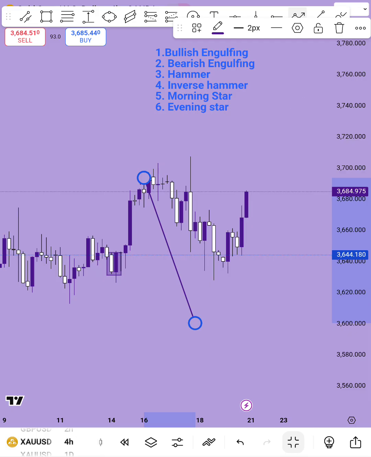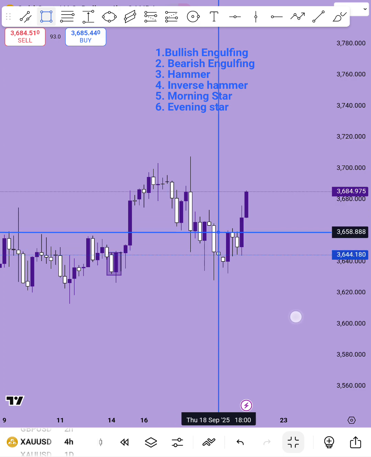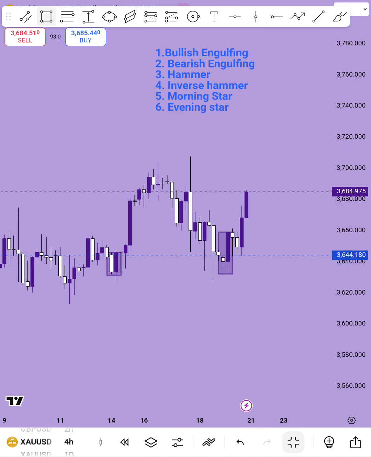Now we're going to make another example of bullish engulfing. Now this is another example of bullish engulfing. Can you see this one? These two candles. Can you see that?